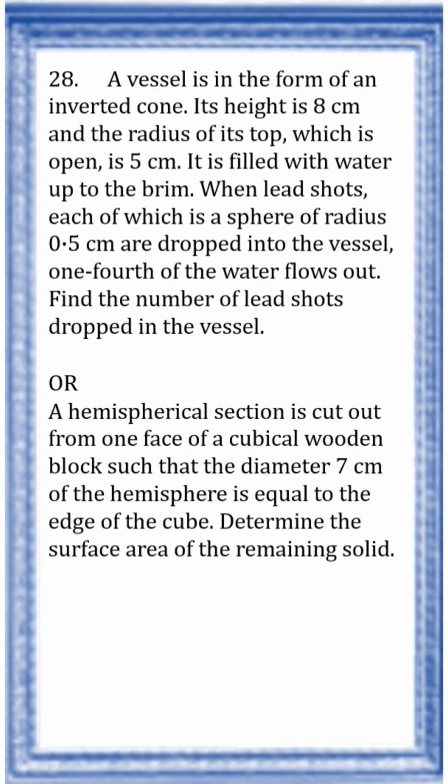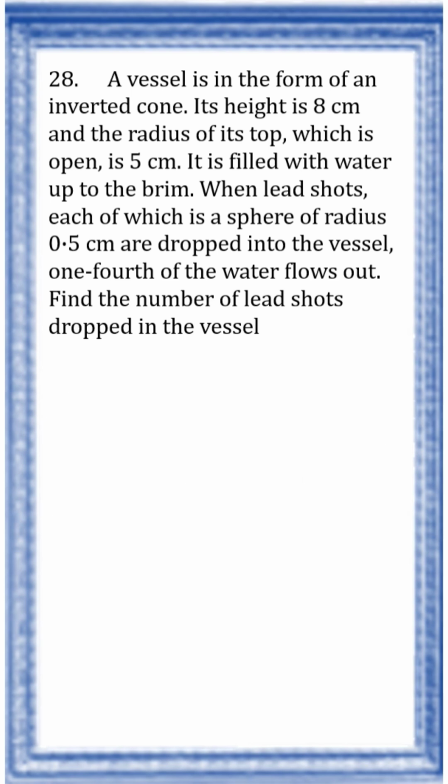Now let us solve the 28th question, which is taken from the chapter Surface Areas and Volumes of Solids. Now let us solve this question. The question is, a vessel is in the form of an inverted cone. Its height is 8 centimeter and the radius of its top, which is open, is 5 centimeter.